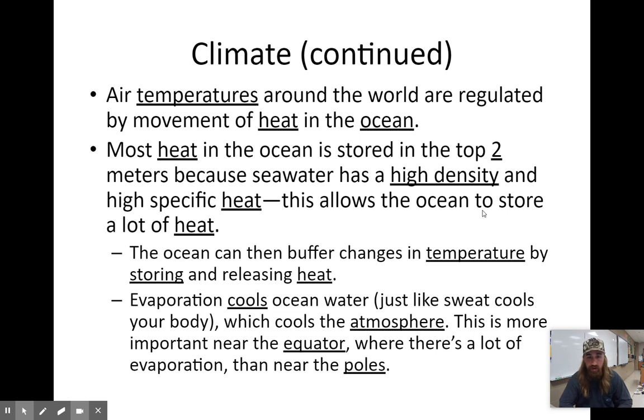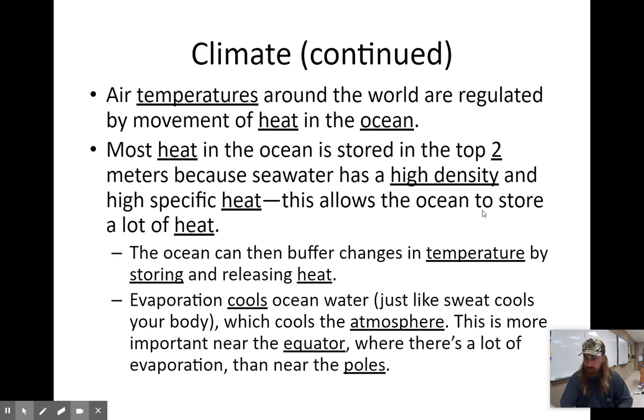The ocean can then buffer changes in temperature by storing and releasing heat, and evaporation cools the ocean down, just like how sweating cools us down, which cools the atmosphere. This is more important near the equator, where there's a lot of evaporation, than near the poles. Remember, where there's a lot of heat and a lot of water, you're going to have more evaporation. Hence why we have a lot of humidity in areas like the tropical rainforest.